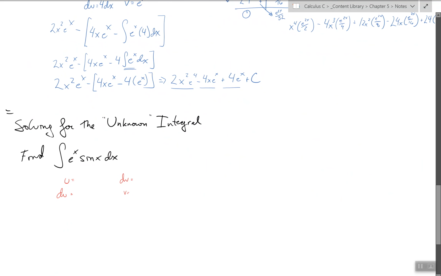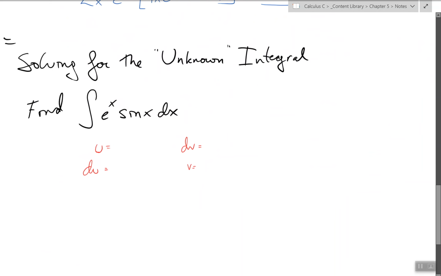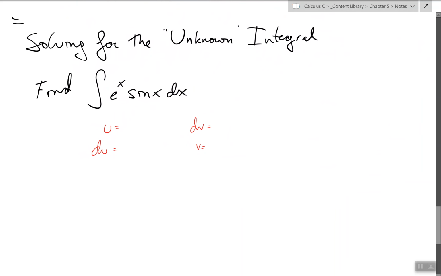So the last example here is probably the most challenging and the most frustrating and kind of the weirdest one in my opinion. I really don't like this solving for what's called the unknown integral. So this happens when you have two cyclic functions. So we have sine, which is a trig function, and e to the x, which is an exponential function.